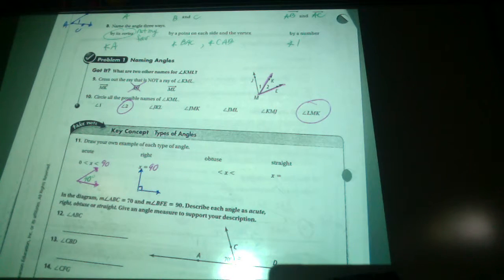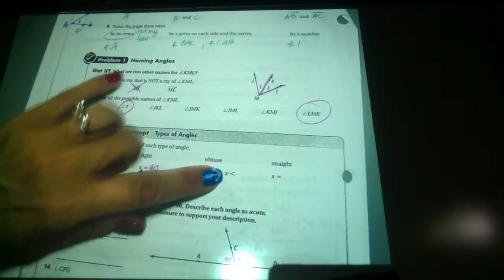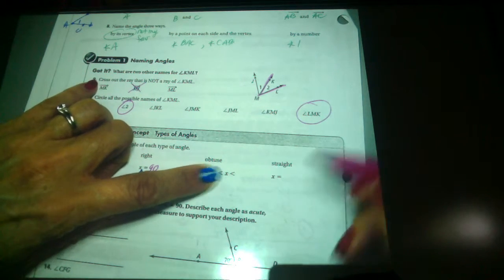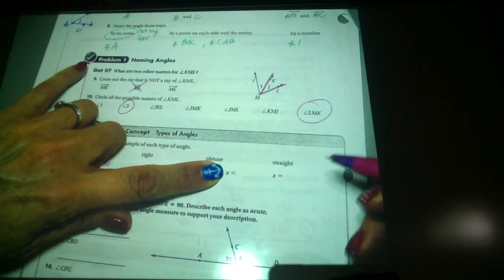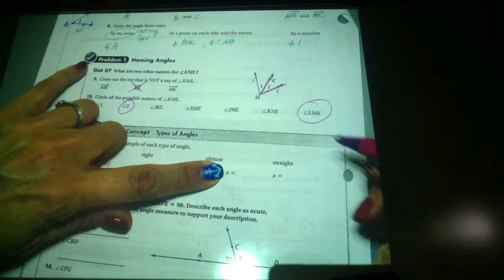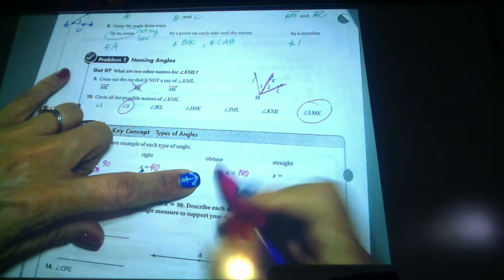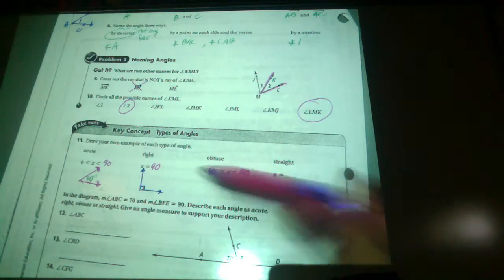Obtuse sounds like obese, which means big, right? So that means that x has to be less than some number but greater than another number. So angles that are obtuse are less than how many degrees? 180 degrees, but greater than 90. This is read backwards on this left side.